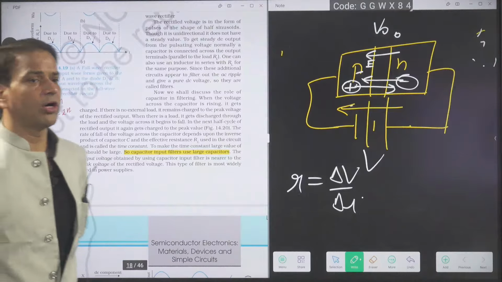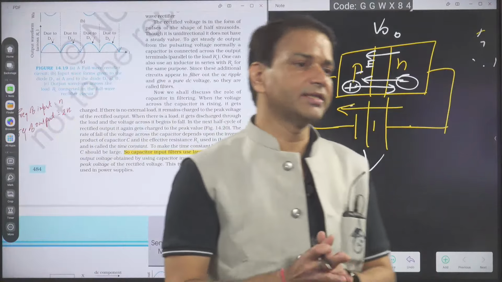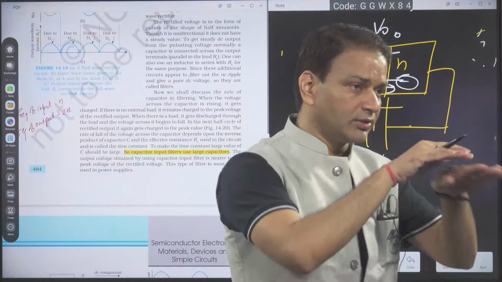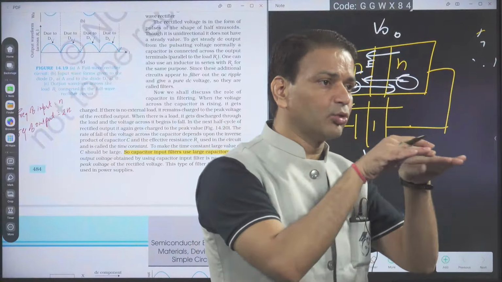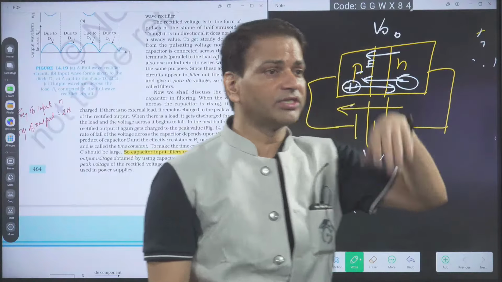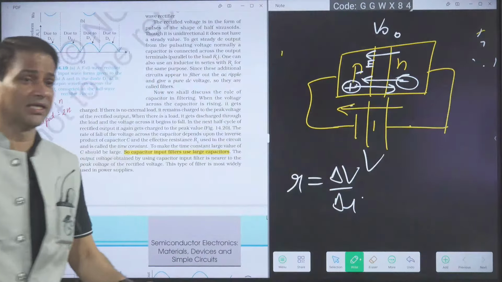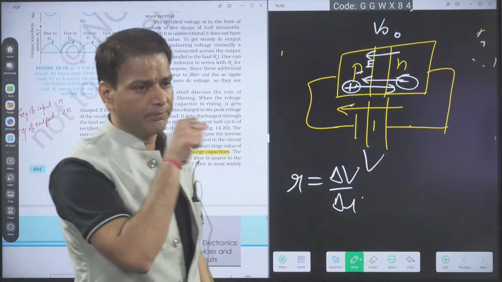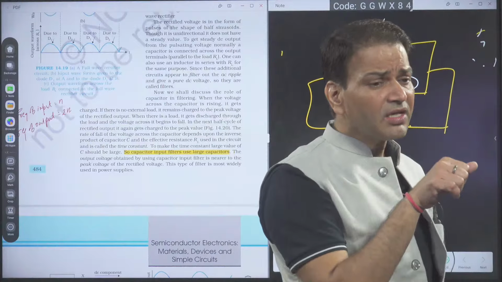But the problem is what? When we say DC, DC means the output is what? Constant. The magnitude has to be constant, because in whole current electricity, we are taking constant current. But here what is happening? Current is flowing in one direction, but the magnitude is changing. That is called the AC ripple. That is called the ripples. Why? The magnitude of DC is not constant.